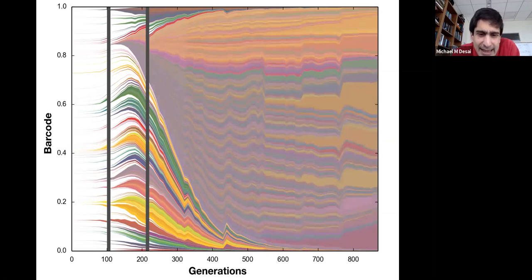And that happens to all of these other lineages. The same thing happens again. We add sublineages at generation 200. Here you can see there must be additional beneficial mutations that happen to occur.